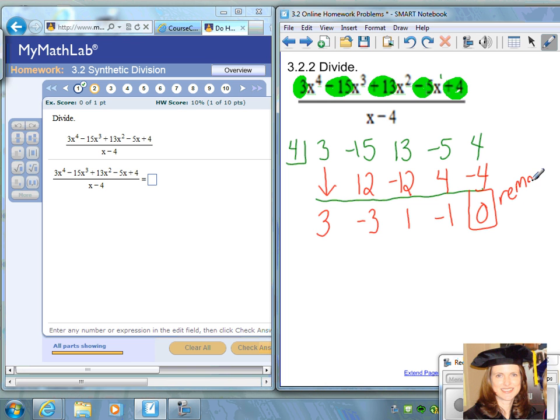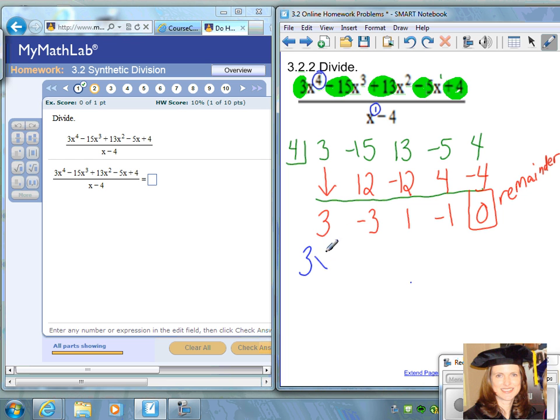This goes in evenly because the remainder is 0. So this simplifies nicely. The largest exponent in the beginning was x to the fourth, and we're dividing by x to the first. So an x to the fourth divided by an x is going to be an x to the third power. We're going to use these numbers as our coefficients.